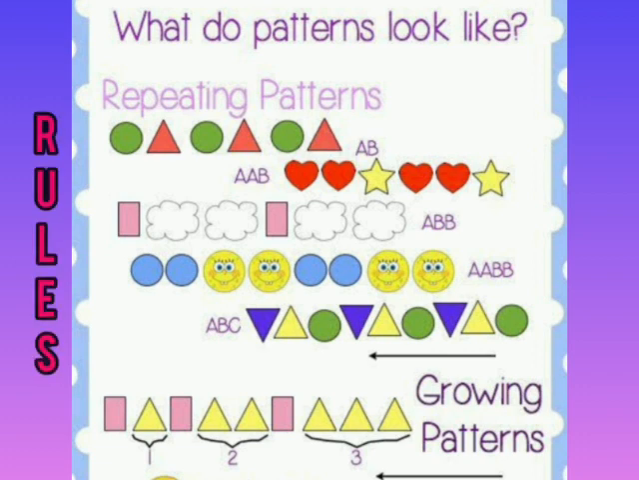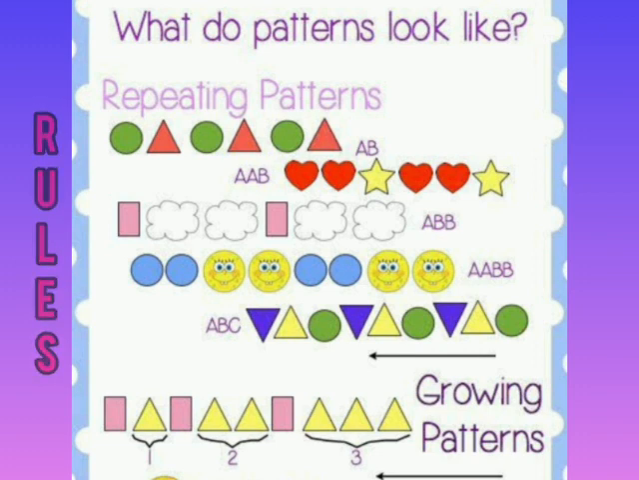Similarly, we have got two hearts, then a star, two hearts and a star. So a pattern is being followed by the rule of AAB. In the third one, we have a rectangle, then two clouds, rectangle, two clouds. So here the rule goes ABB. And in the next, we have two circles, two smileys, two circles, two smileys. So we can say the rule followed here is AABB.